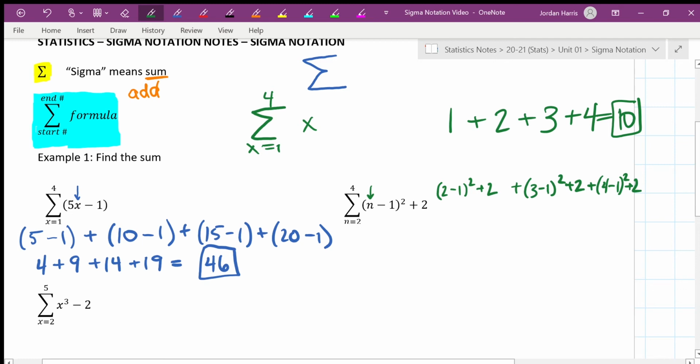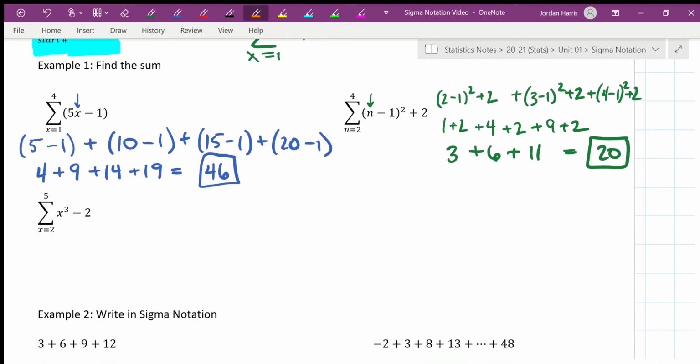Okay. So then I just simplify each one separately. So this would be 2 minus 1 is 1. Squared is 1 plus 2. This is 3 minus 1 is just 2. Squared is 4 plus 2. Then I have 3 squared is 9 plus 2. Notice I just add them all up. So I'd have 3 plus 6 plus 11, which is 20. And that's my answer.